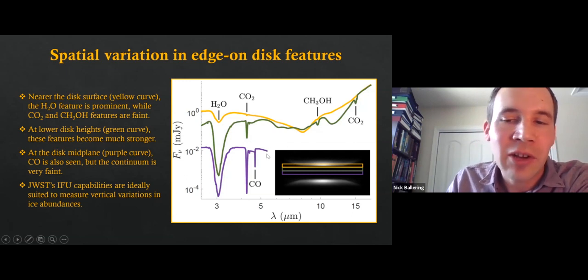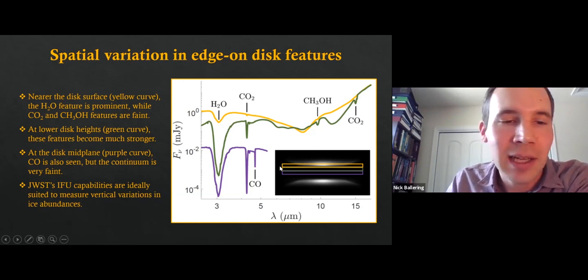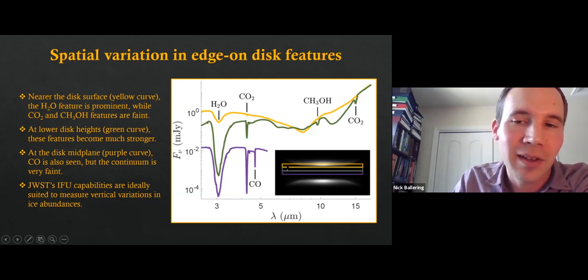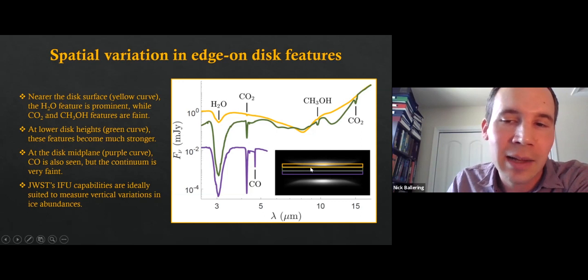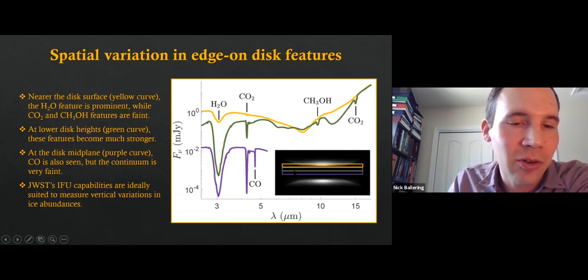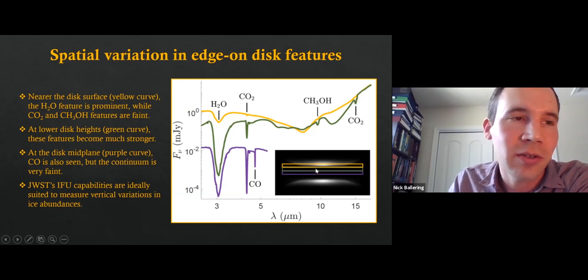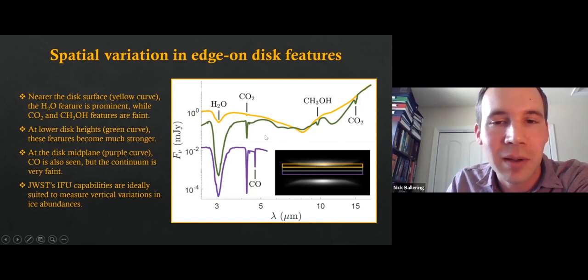And one of the motivations for doing this sort of analysis is that JWST will actually be able to carry out observations like this. The spectral modes of JWST, the NIRSpec and MIRI instruments, have IFU capabilities. So if the disk is edge-on and is being observed and it's large enough on the sky, you'll be able to pull out these types of features, hopefully, and get a more clear sense of the vertical structure of the ice distributions from those observations and be able to test these types of models in more detail.